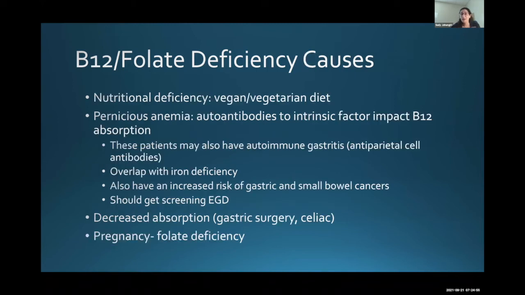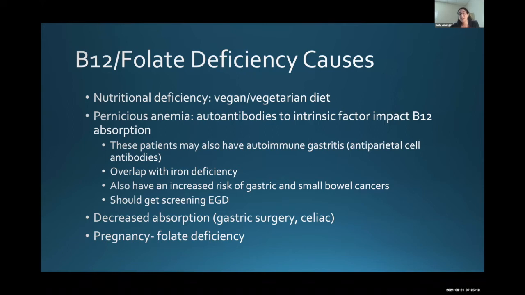Causes, some of them have some overlap with iron deficiency causes. So things that are nutritional deficiencies, especially our patients who are vegan or vegetarian, usually B12, it comes from animal sources most commonly. So if we're limiting those animal sources of B12, these patients have to make a conscious effort to replete that in their diets. And if they aren't able to keep up, they can become deficient.